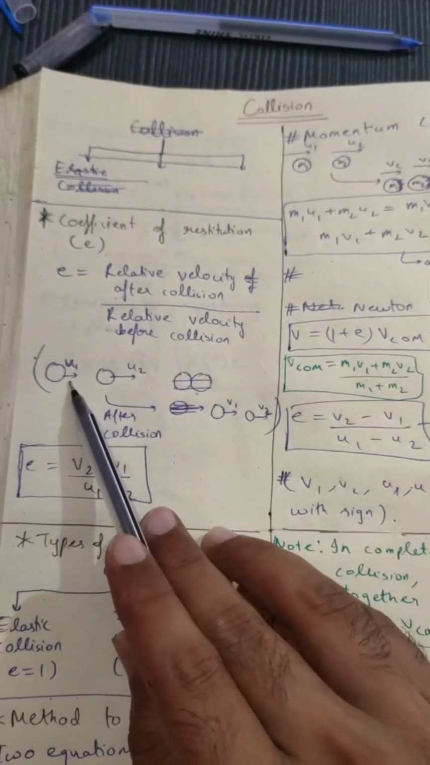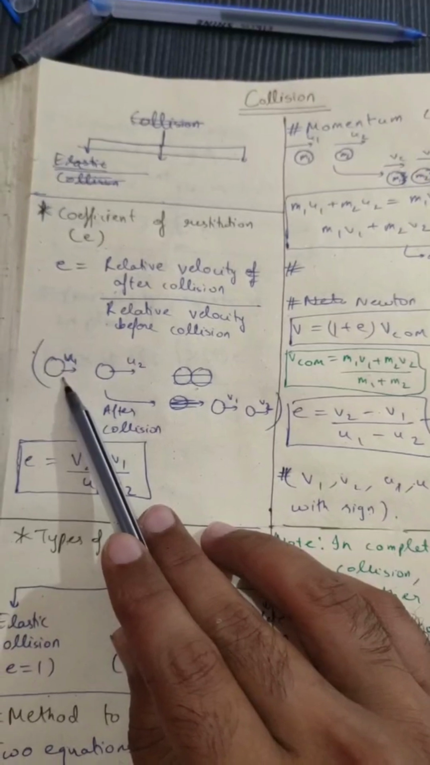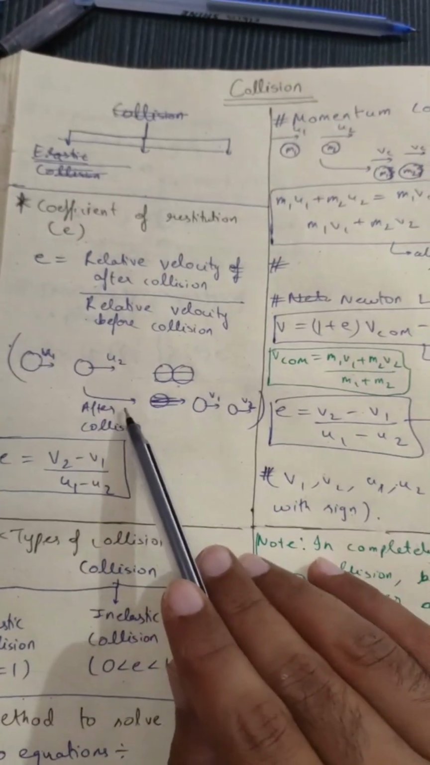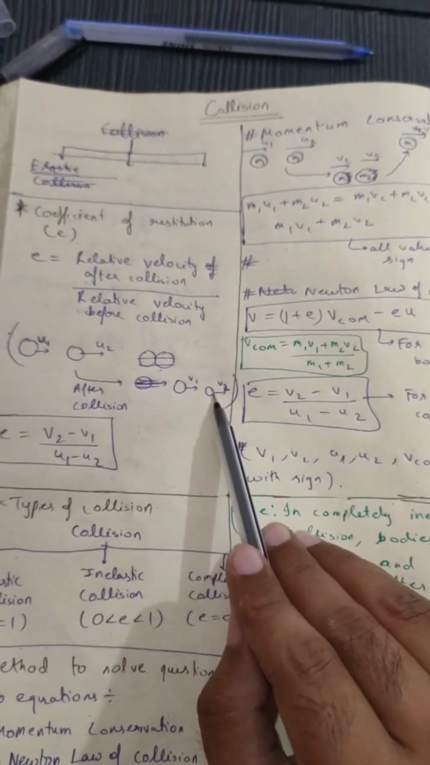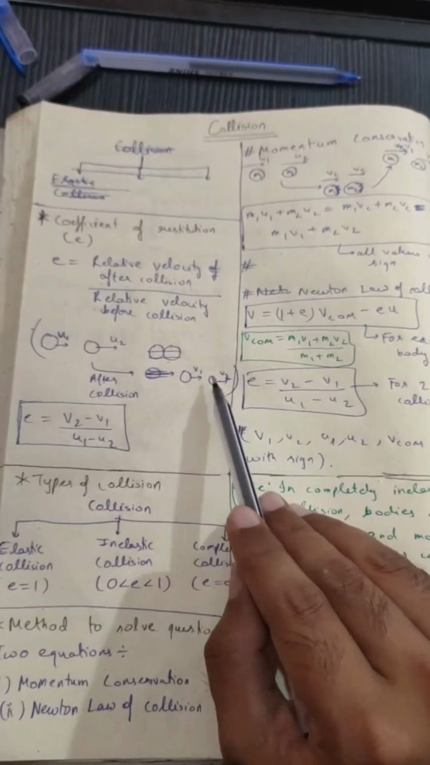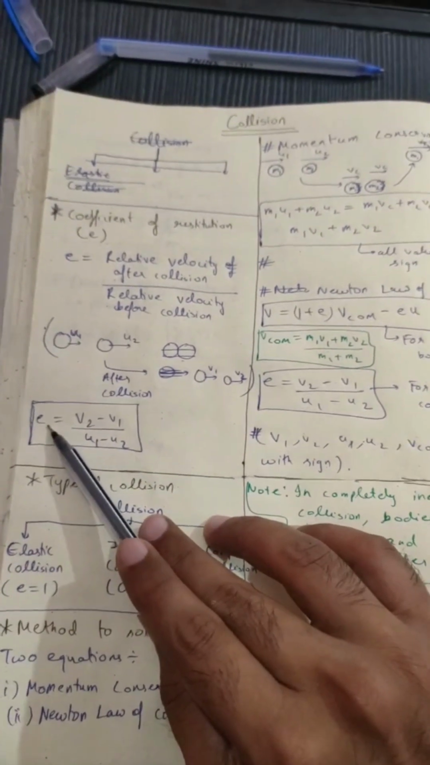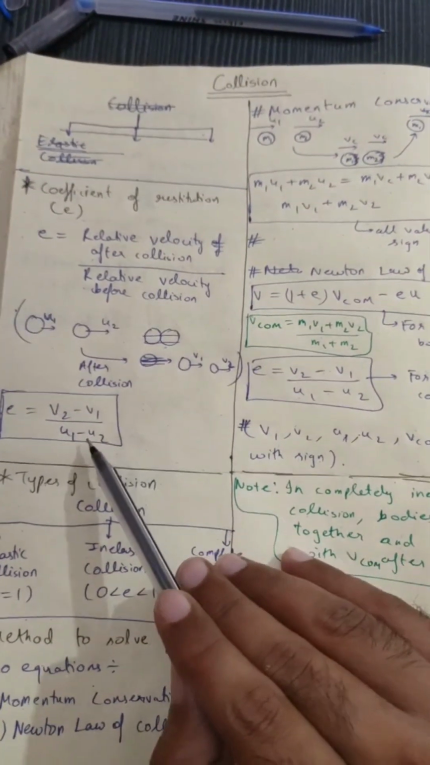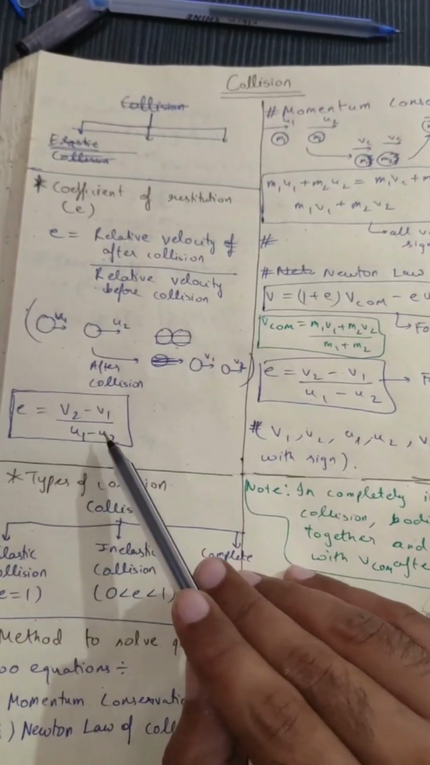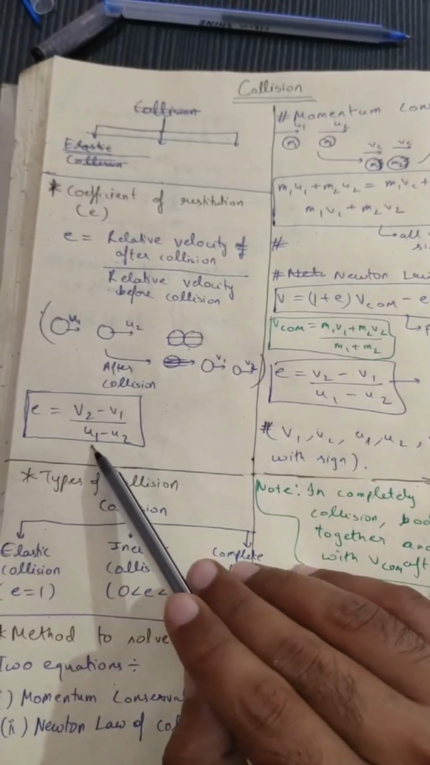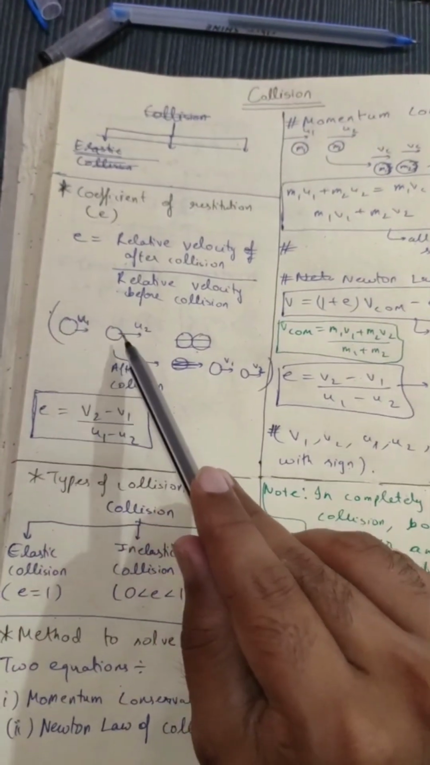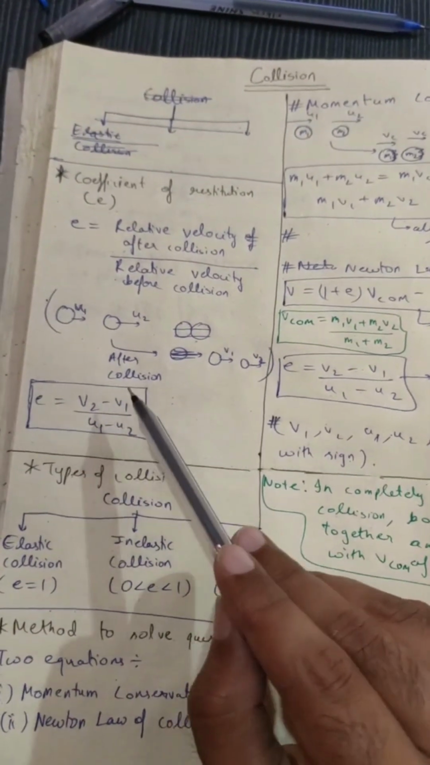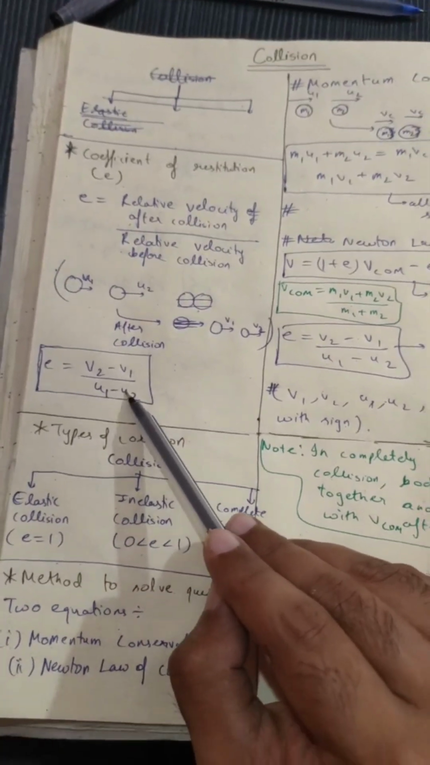So let's study it with an example. We have a ball going with velocity u1 and another ball going with velocity u2. After the collision, their velocities become v1 and v2. So the coefficient of restitution is equal to v2 minus v1, which is the relative velocity after the collision, upon the relative velocity before collision, u1 minus u2. We take u1 minus u2 because u1 is always greater than u2, otherwise both the balls will never meet. So, to keep it positive, we take u1 minus u2.